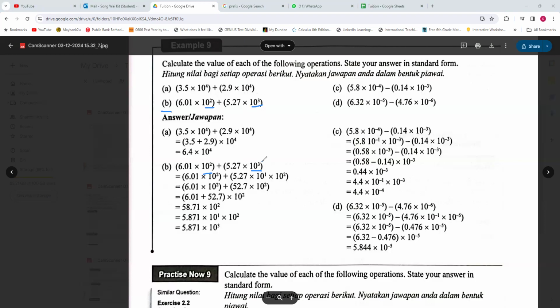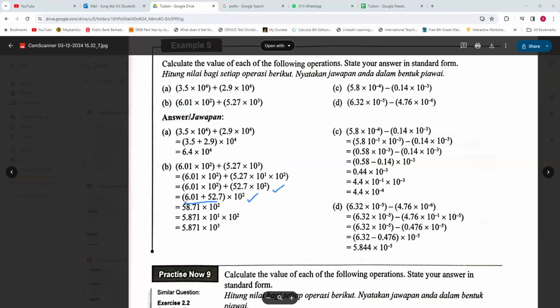So what we're going to do here is that you're going to separate these into two parts, 10 power 1 and 10 power 2. Okay. So then what's going to happen next is that you take the 10 power 1 to multiply with your number in front, which is 5.27. You get 52.7. After that, you just factorize that 10 power 2 out.